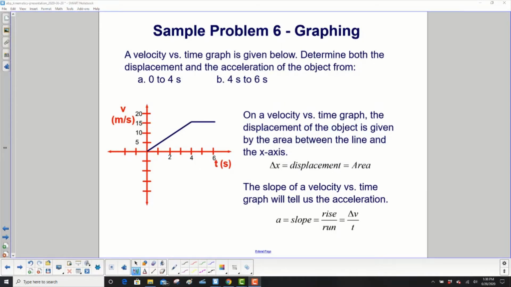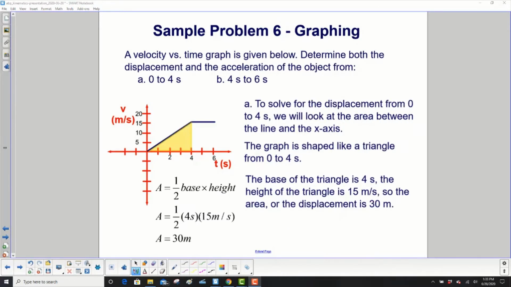Two things we need to know about a velocity time graph. The displacement of the object is given by the area between the line and the x-axis. So let's just look from 0 to 4 seconds. Let me draw a little line here. This is the area we're talking about. That area gives us a displacement, which is delta x. The slope of a velocity versus time graph will tell us the acceleration. So acceleration is the slope, which is rise over run. And what's the rise? Well, it's delta v, change in velocity over time. And what's delta v over time? Well, that's acceleration.